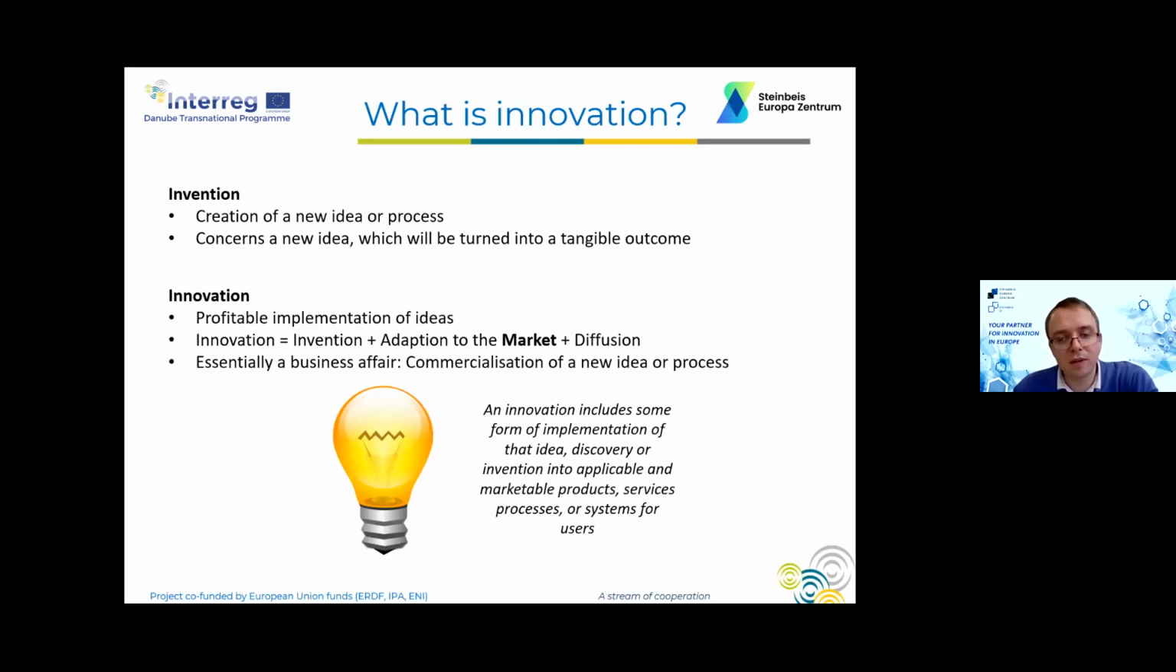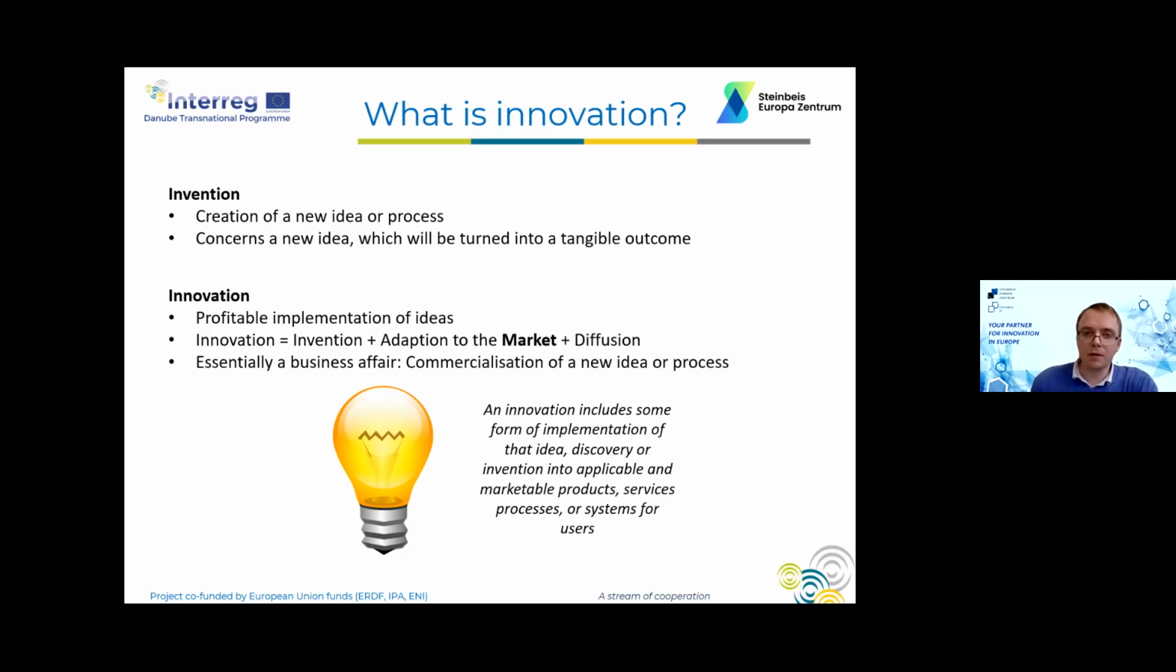So let's start. So what is innovation? So I think we should differentiate invention and innovation. So invention is the creation of a new idea, a new process, while innovation is the implementation of this new idea, discovery, invention into something applicable and marketable. So when we speak about innovation, we have this commercial idea in mind, or we should have this commercial idea in mind, or this wish to bring the invention to an end user, to a customer.